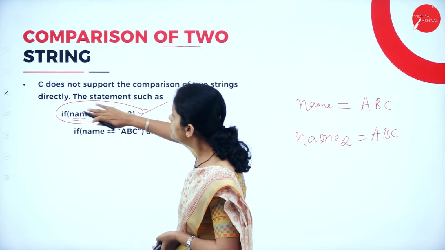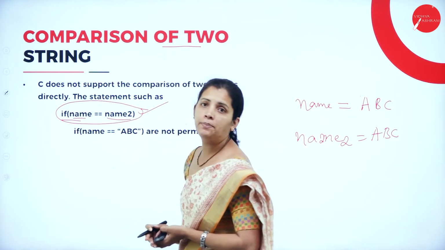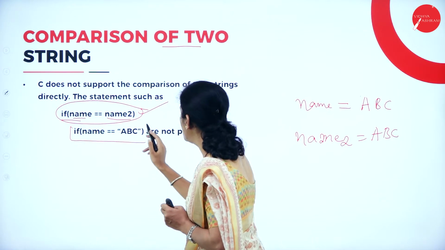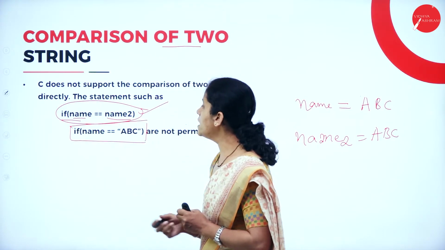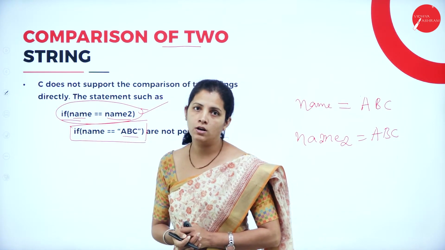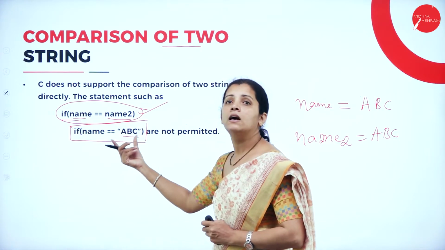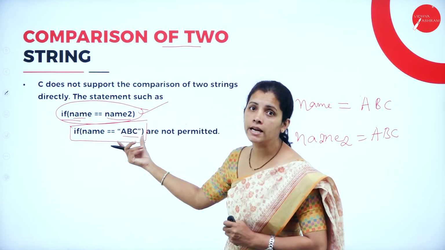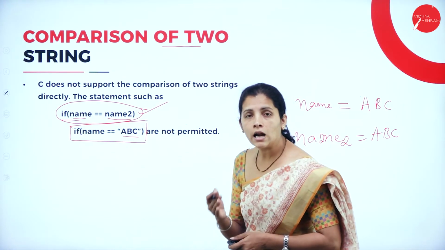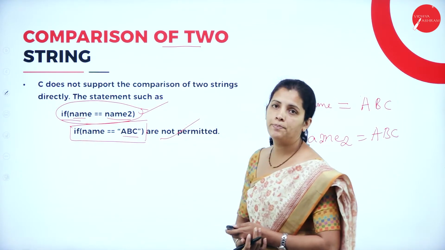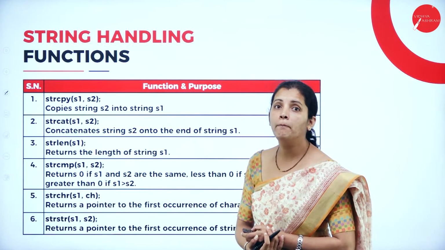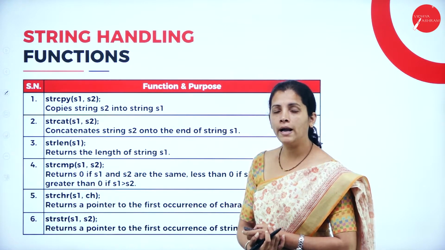That means this is the valid way to write the program. But if I consider this one, that is name equal to A, B, C, this is wrong. That means this statement is considered an invalid statement in the C program. That means this statement is not allowed in the C program.